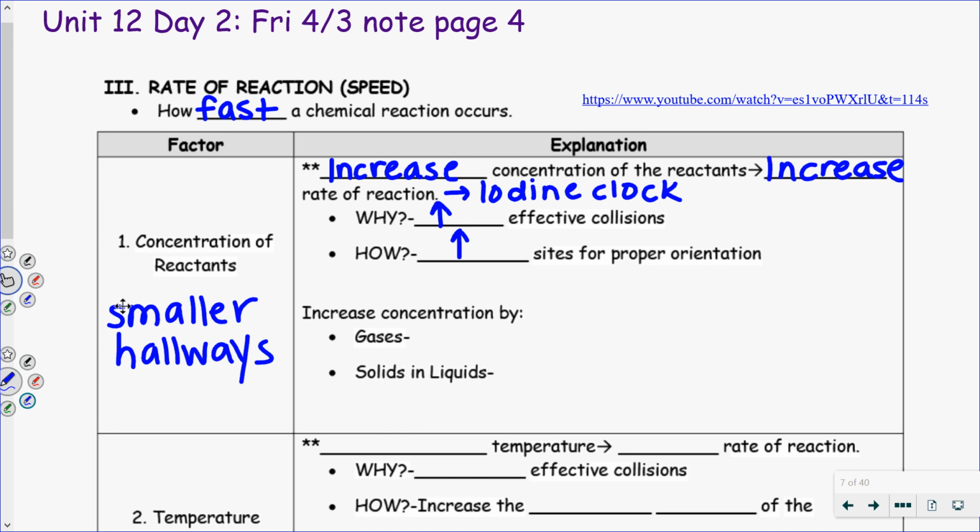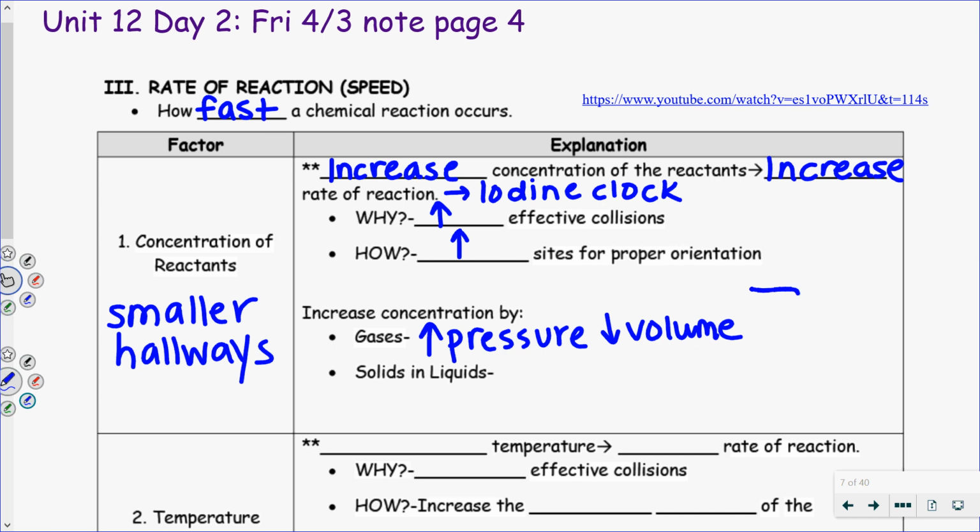orientation. Think about the analogy of a smaller hallway. Smaller hallways, more concentrated, meaning you're going to bump into each other more readily. Now, how can you increase the concentration of something? Well, for a gas, we can increase the pressure, which will in turn decrease the volume and cause the particles to become closer to one another.